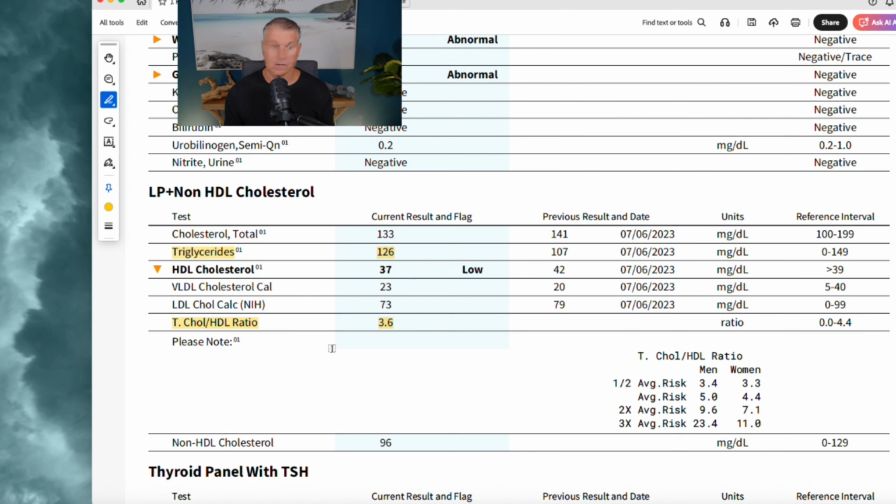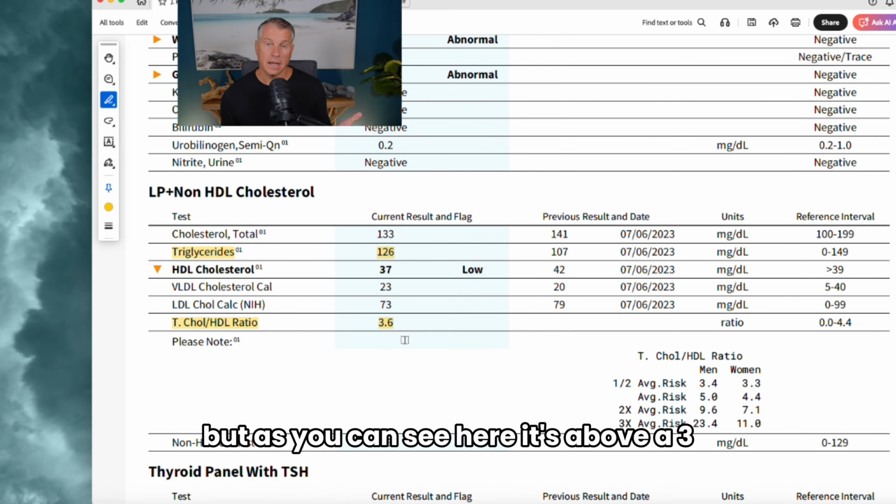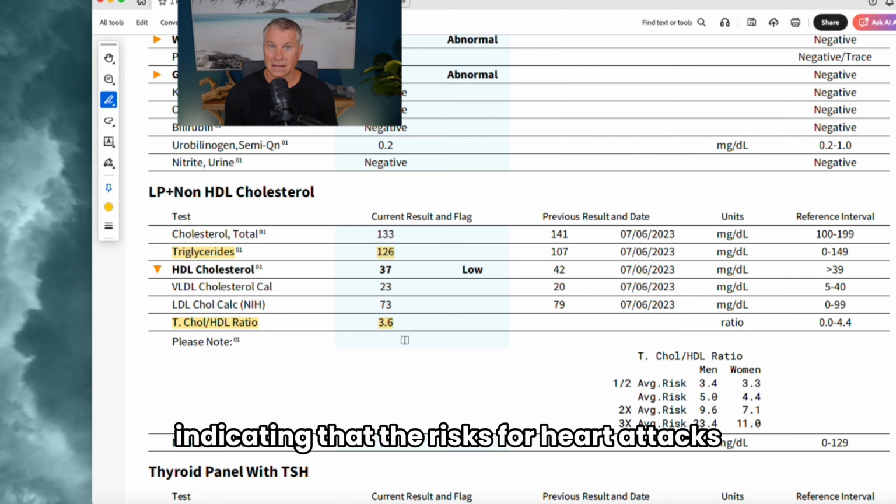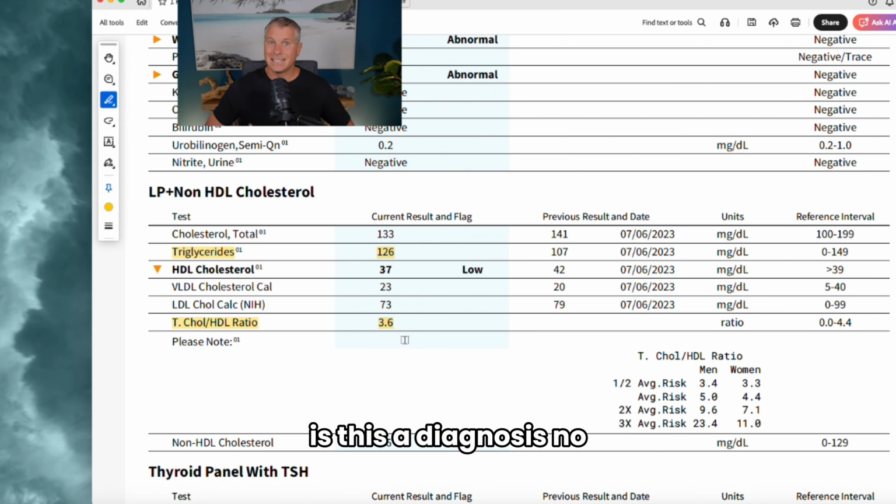Again, you can do the same for yourself by looking at the bad cholesterol to the good cholesterol ratio. This should be less than 3, but as you can see here, it's above a 3, indicating that the risks for heart attacks are increasing for this individual. Is this a diagnosis? No, but it's an indication that it's increasing, which we know is a complication to diabetes. The number one cause of a type 2 diabetes death is cardiovascular disease.